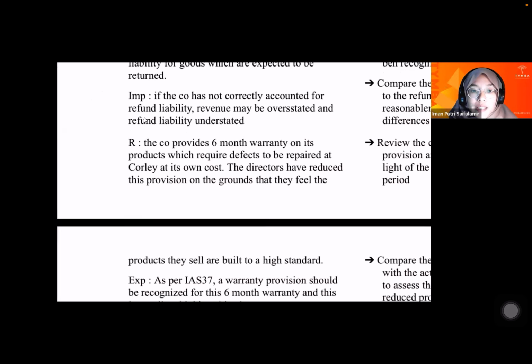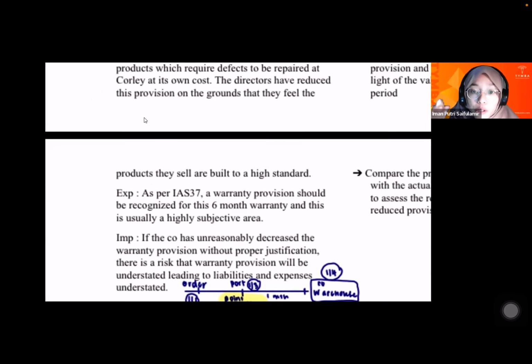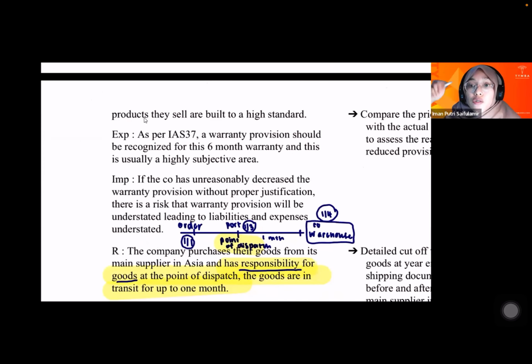Once the goods have arrived at the point of dispatch, even though they have not reached the company's warehouse and we have not received the item, because the company has already taken over the responsibility and rewards of the asset at this point, the purchases should be recognized on the 1st of March instead of the 1st of April, when we receive the item. That is the very confusing point here.